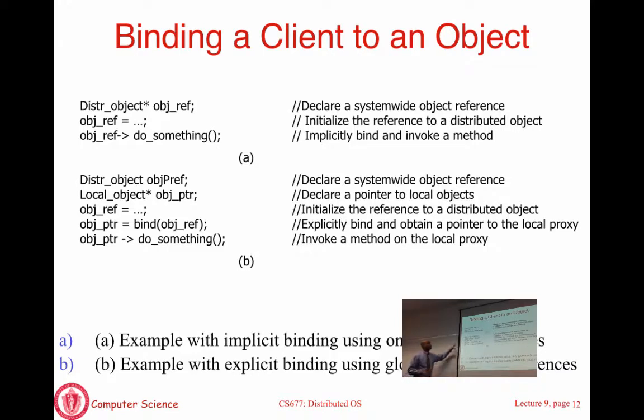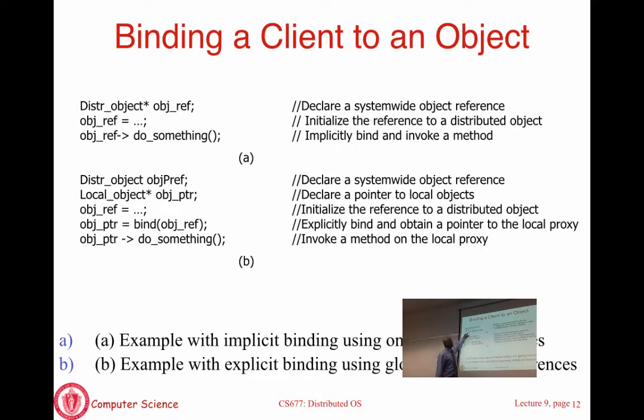So there are two techniques available. One is called implicit binding, the other is called explicit binding. In implicit binding, you don't actually call any additional functions to bind to the server. You simply go ahead and call the method on the server. And by calling a method on the server or a remote object, your internal runtime system will do the binding for you. So this is essentially what is shown here.